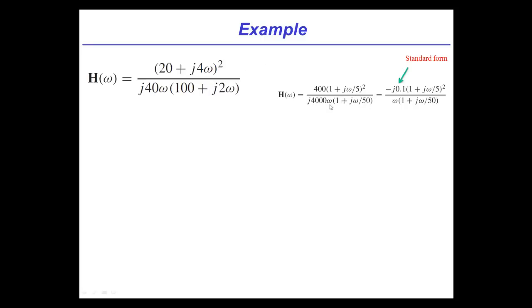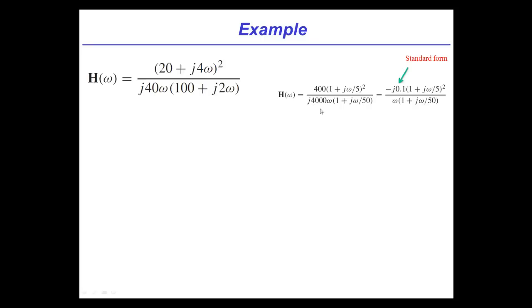And then similarly in the denominator, it's in a 100 form, so I bring the 100 outside and it becomes a 1 plus form. Okay? And so now it's something closer to what I want. I have a 1 plus j omega over something in the numerator, I have a 1 plus j omega over something in the denominator, and I have a j omega over here.